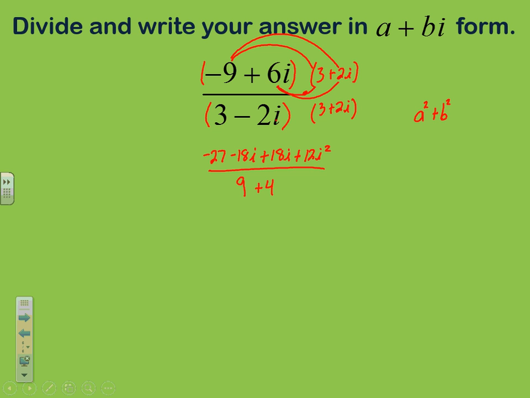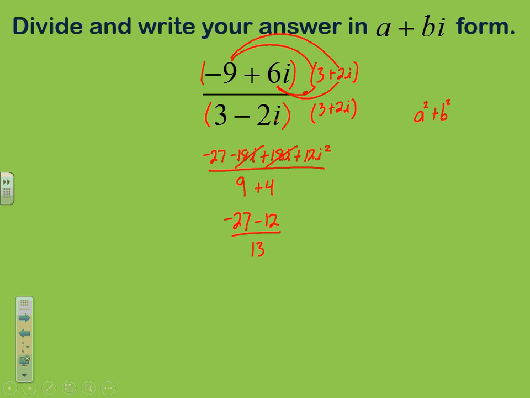Now I'm going to take a look at the numerator and see what we can simplify. In the numerator, because we FOILed, the two terms in the middle are always going to be like terms, so they always have to combine. But in this case, it worked out very nicely because negative 18i and a positive 18i are opposites, and they cancel each other out. And the i squared attached to the 12 also simplifies to negative 1. So negative 27, and the positive 12i squared simplifies to negative 12. And in the denominator, they're like terms already, so 9 plus 4 gives you 13.